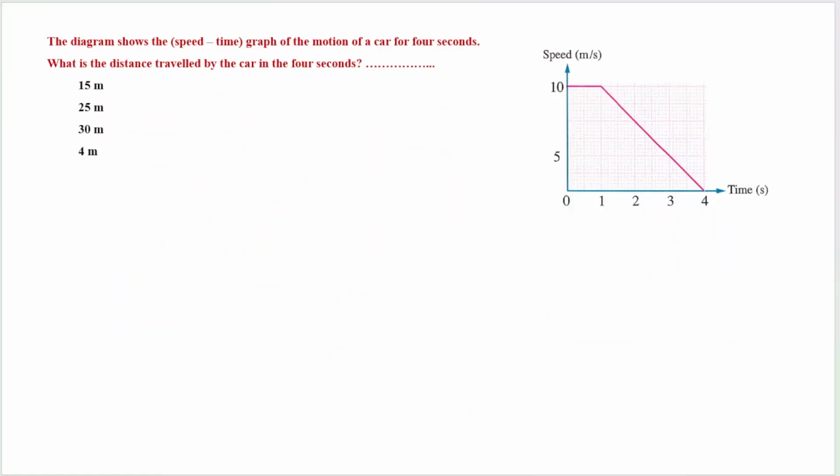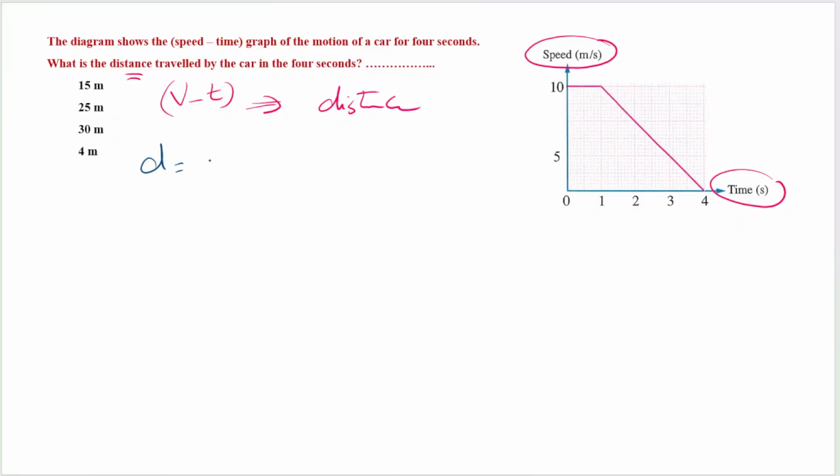In this question, the diagram shows the speed time graph of the motion of a car for 4 seconds. What is the distance traveled by the car in the 4 seconds? We said before, if you have a speed time graph or velocity time graph, the area under the graph represents the distance. So how can we find the distance in one step?